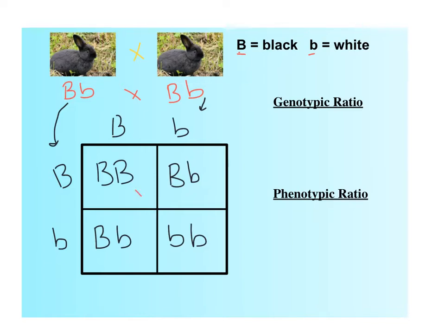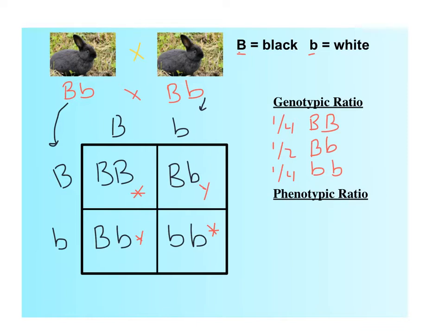Now, the genotypic ratios, it's just about counting them. How many of them are big B, big B? I see one, I see one. 1 out of 4 will have the genotype of big B, big B, or homozygous dominant. How many of them are big B, little b? I see 1, I see 2. 2 out of 4, or 1/2, are going to be heterozygous, or big B, little b. And the last box we have right here, 1 out of 4 of the boxes are going to be the genotype little b, little b, or homozygous recessive.